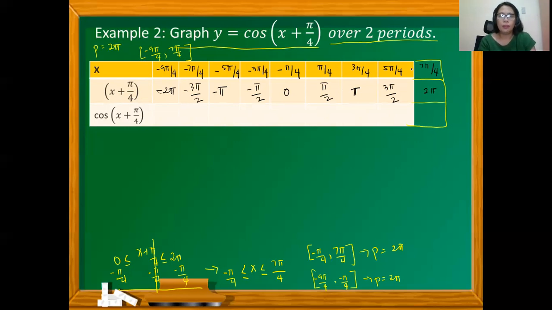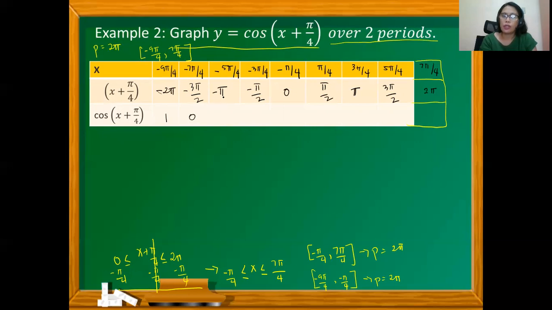And then we'll evaluate the cosine value in reference to the unit circle. So, negative 2 pi is coterminal with 2 pi. So, its cosine value is 1. And then this is coterminal with pi over 2. So, cosine pi over 2 is 0.